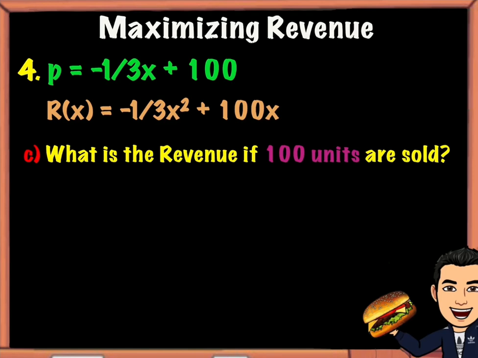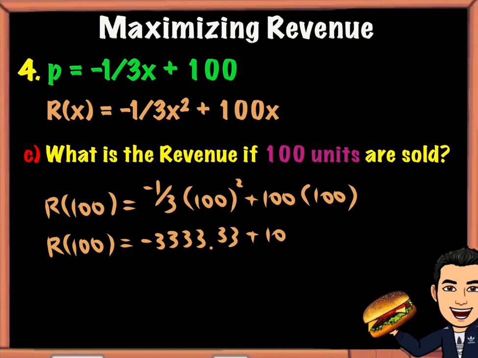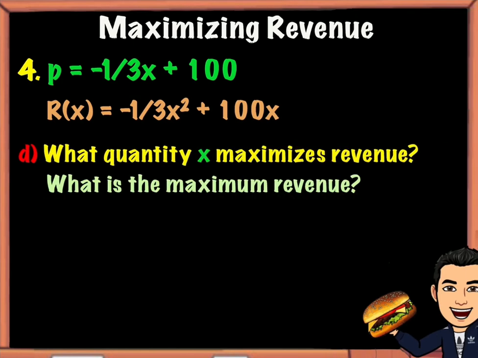So if it's asking for the revenue if 100 units are sold, just go ahead and plug 100 into the function. So you have negative 1/3 multiplied by 100 squared plus 100 times 100. So the revenue R of 100 is going to be negative 3,333.33 plus 10,000. And this is equal to $6,666.67.